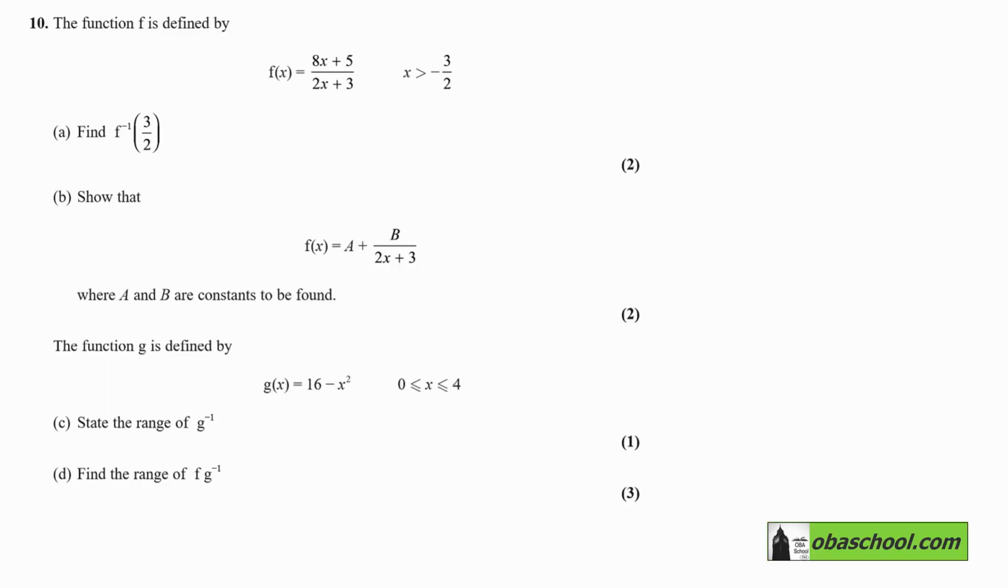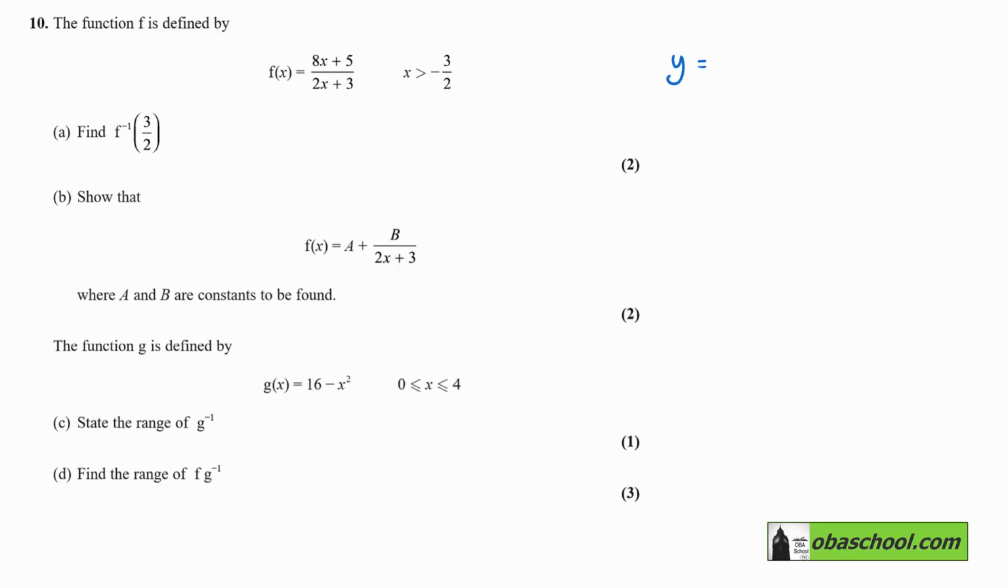The function f is defined by f of x as (8x plus 5) over (2x plus 3) for values of x greater than negative 3 over 2. We want to find the inverse of f at 3 over 2. There's a couple of different ways you could do this. One way is to actually find the inverse function.